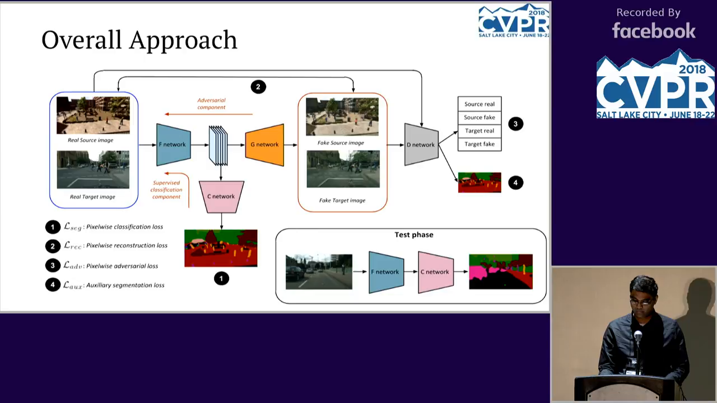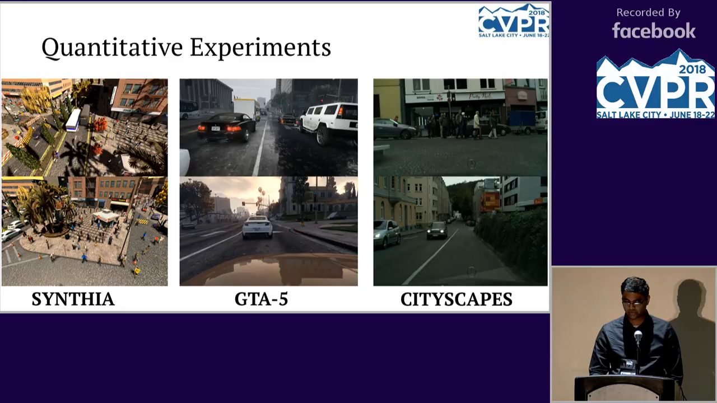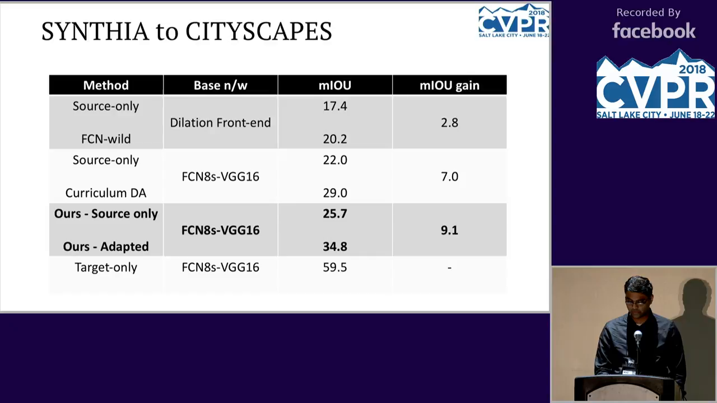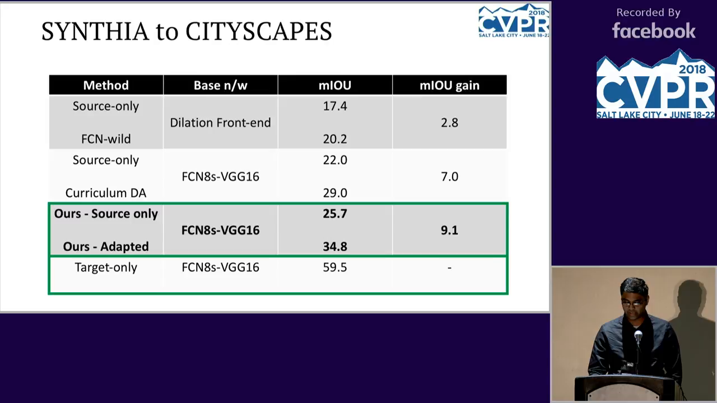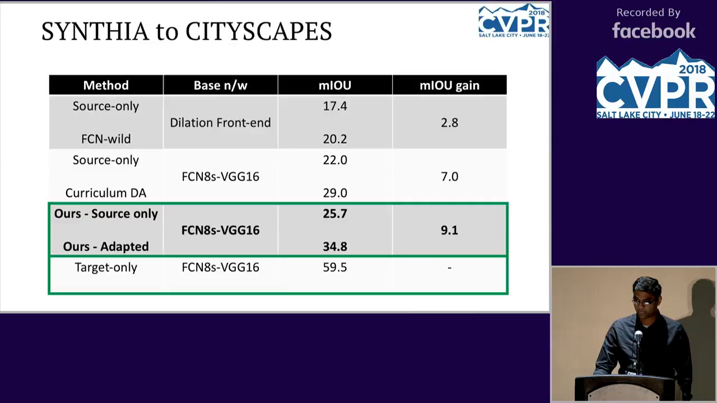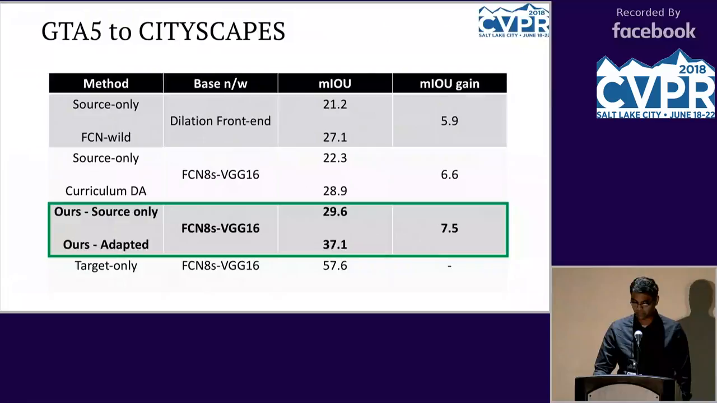We perform quantitative experiments over two large-scale adaptation settings, Synthia to Cityscapes and GTA5 to Cityscapes. Results on Synthia to Cityscapes show a mIoU gain of 9.1 over a stronger source-only baseline network compared to the previous approaches. The bottom row shows the target-only performance, which is the ideal oracle performance obtained when trained using labeled data in the target domain. Note that for the problem of unsupervised domain adaptation, labeled data is unavailable in the target domain. Similarly, results on GTA5 to Cityscapes also show a significant improvement in the baseline performance and compared to the previous approaches.